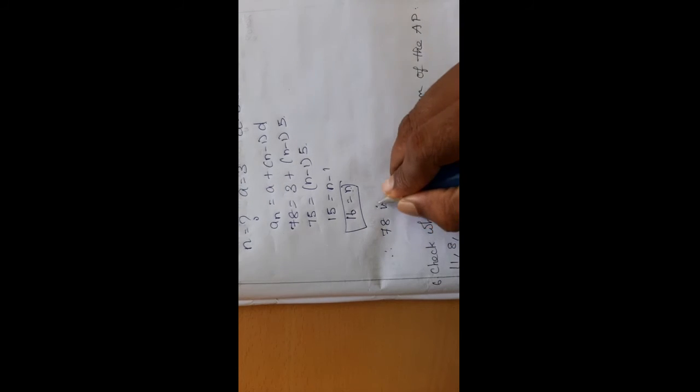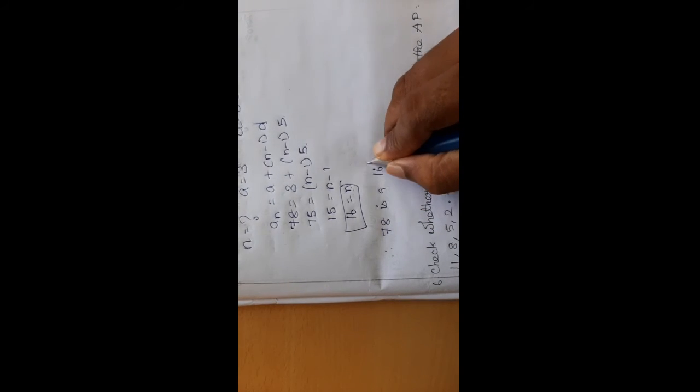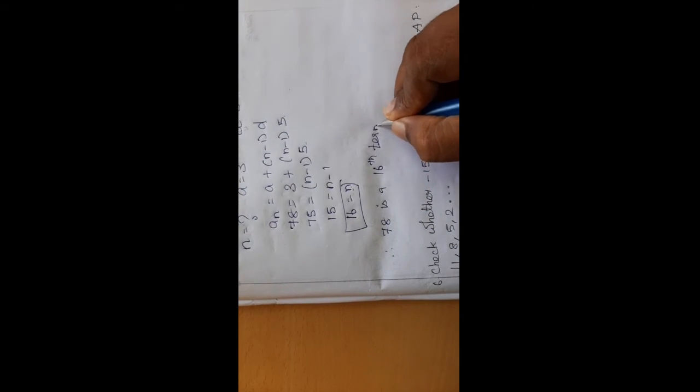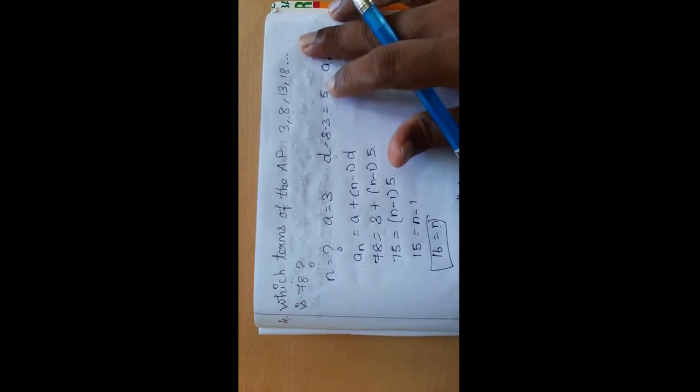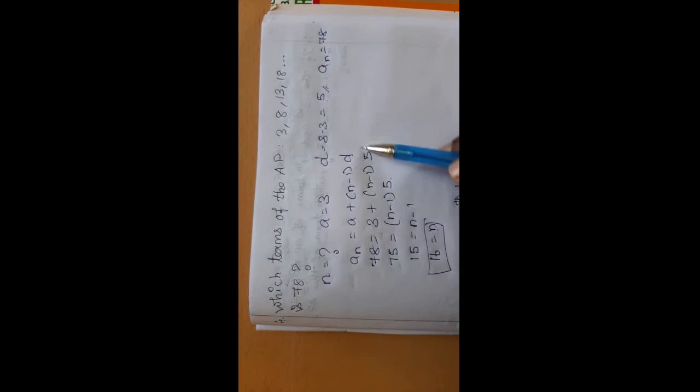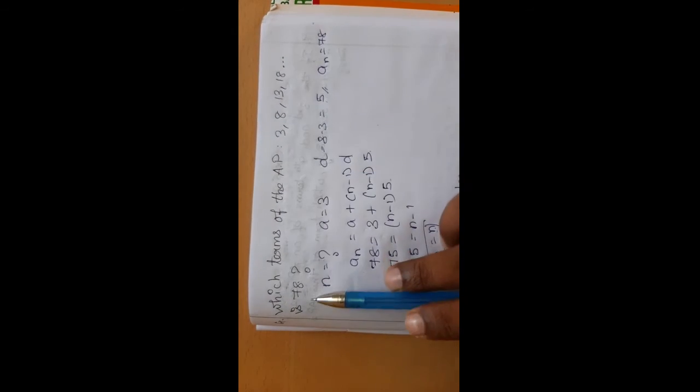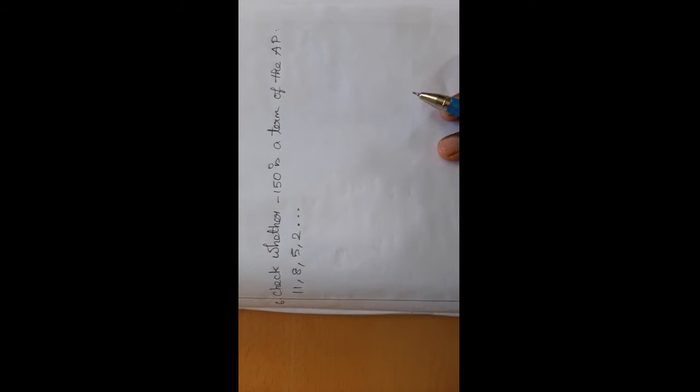Therefore 78 is the 16th term. So we can find by choosing any number whether it is in this term or not, using just this general formula. First you note down what is given properly, then just substitute, and you will get the answer simply. So here we go for the next problem.